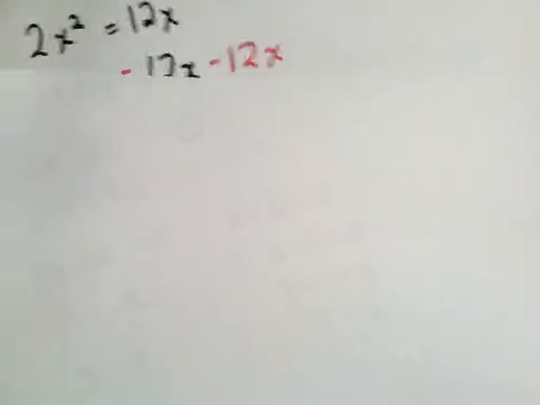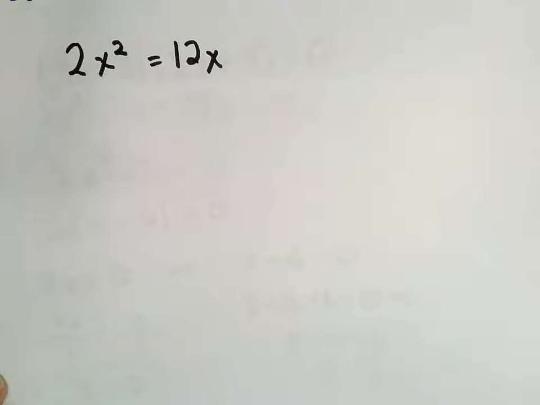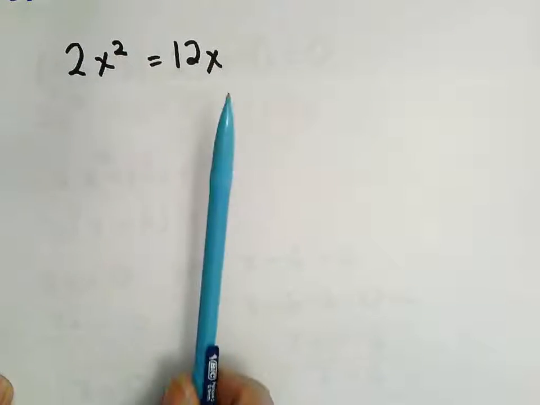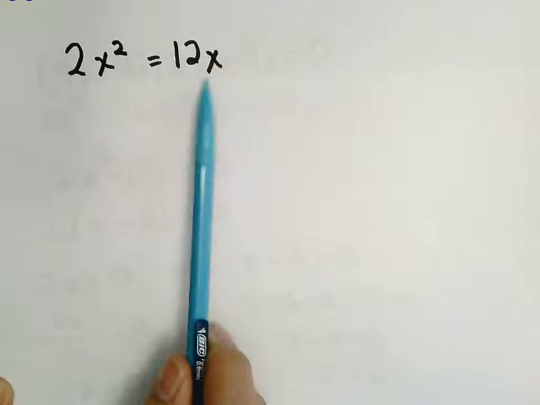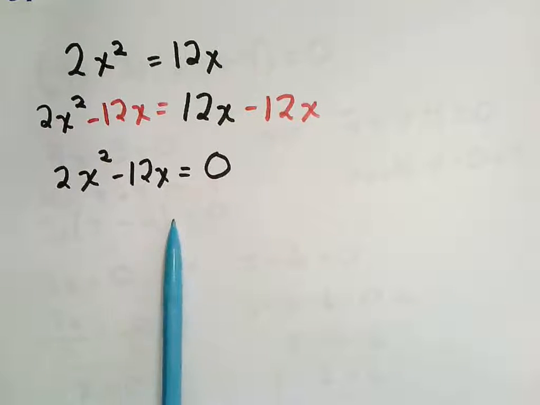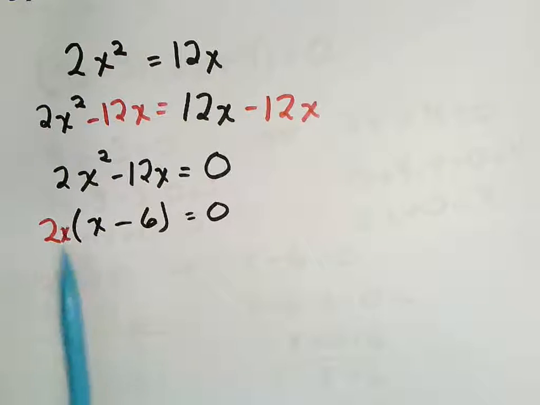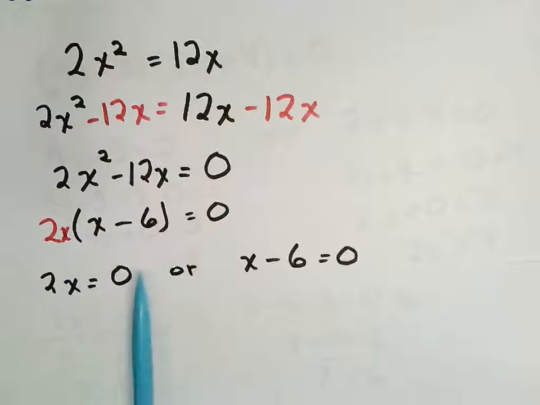Let's look at another example. This time we're going to be looking at 2x squared equals 12x. When we solve this by factoring, we want one side to be equal to 0. So I'm going to subtract 12x from both sides. When I do that, I get 2x squared minus 12x equals 0. I take out my greatest common monomial factor, which is 2x. I then set each factor containing a variable equal to 0. See, 2x equals 0, or x minus 6 equals 0.